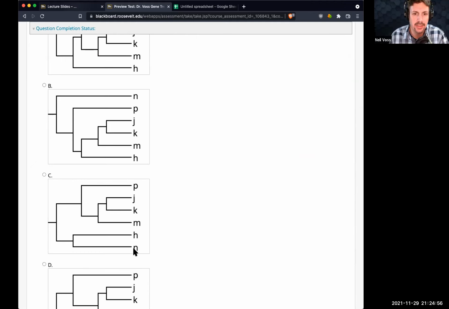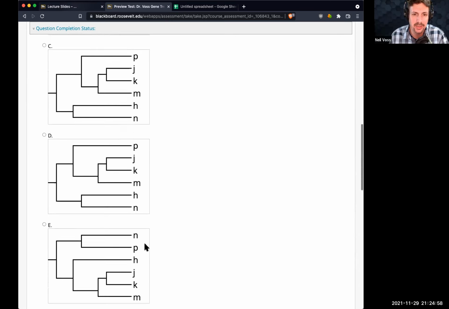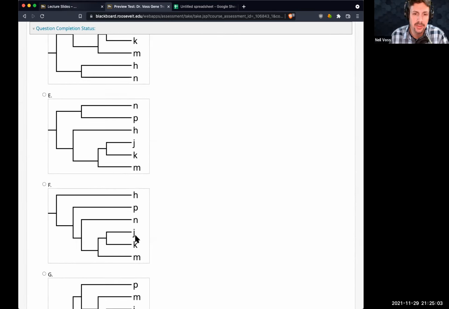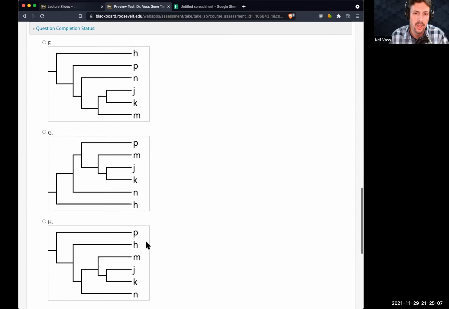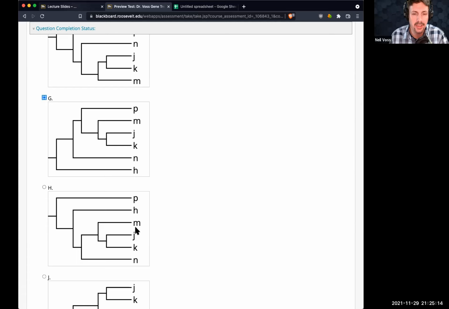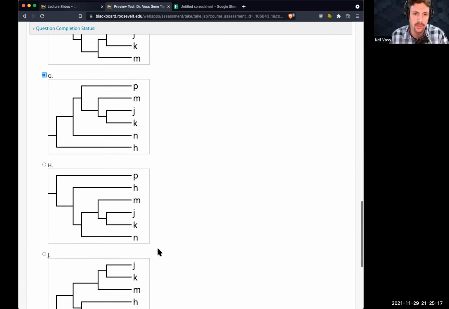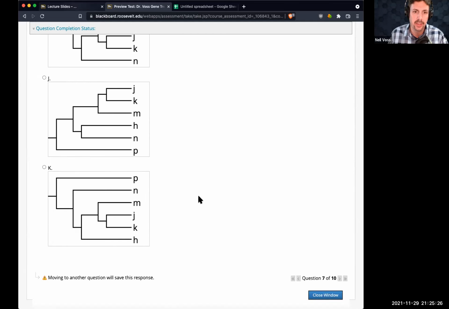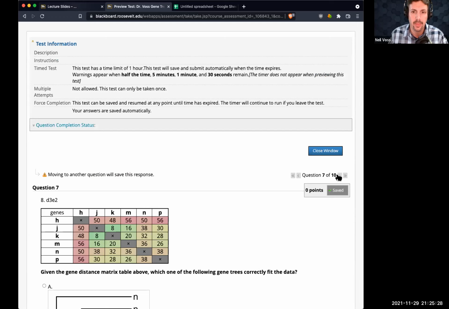So this one has H and N together as the last one. So here H is the last one. Good. J, K, M, but we had P before N. So J, K, M, P, N, H. That's our winner. J, K, M, N, H, P. So H is not on the outside. This one, J, K, M, and then H and N were together, but H needs to be on the outside. So again, that eliminates that one.